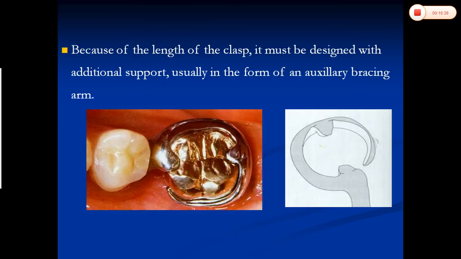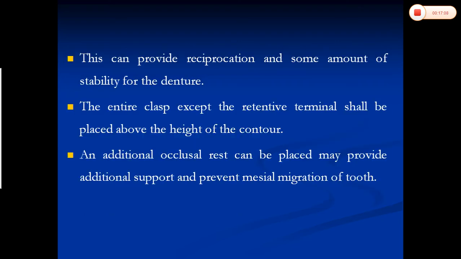And here you have one more point. Because of the length of the clasp, it must be designed with additional support. See, as it is covering so much tooth structure, it should be supported in between. If not, at this length, it leads to bending or distortion. So you have to give additional support, usually in the form of an auxiliary bracing arm. Auxiliary bracing arm will be given to provide support for this extra length of the clasp.